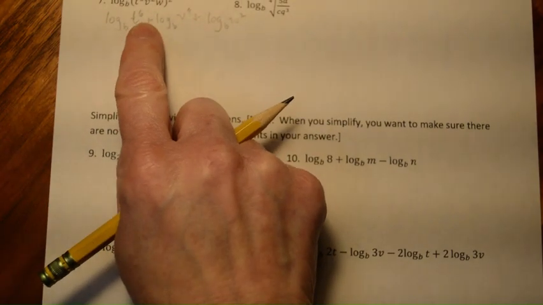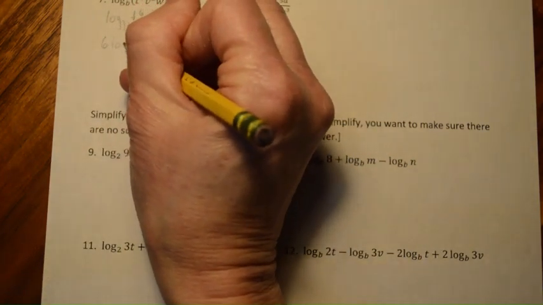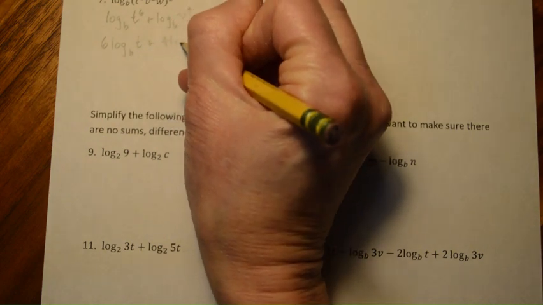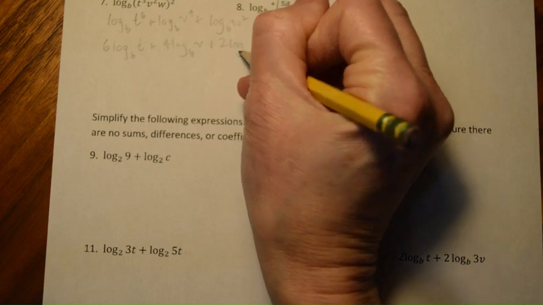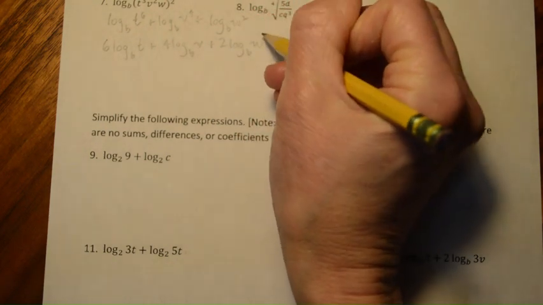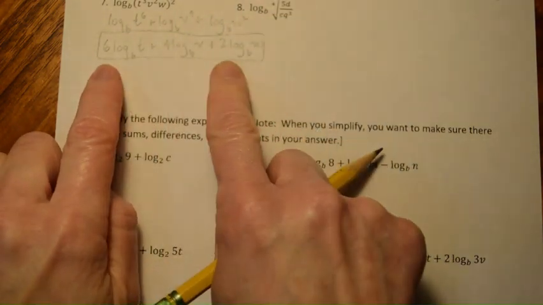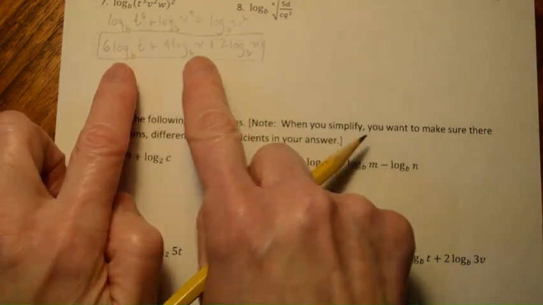All right, and now we have that power on each of these that we have to bring down to the front. So 6 log base b of t plus 4 log base b of v plus 2 log base b of w. And again, I think that is totally fine. If you're worried about the fact that now there is a GCF, that's fine, you can pull it out. But again, it depends on what we're going to do with it, so I would say don't worry about that right now.